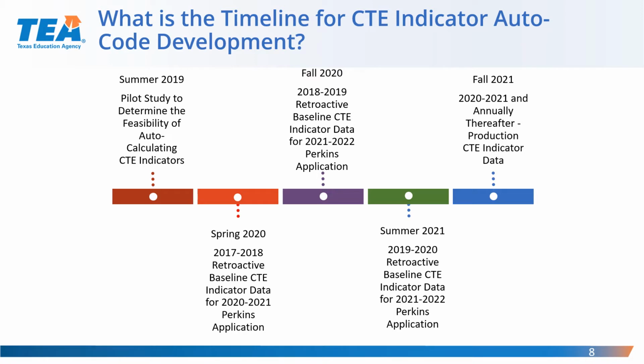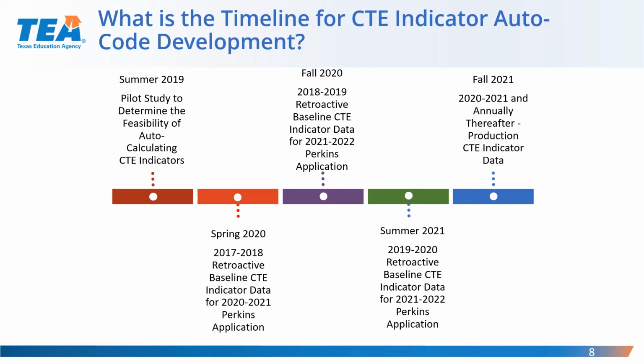The project started in early 2019 with a simple question. Can we calculate CTE indicators using existing PEIMS data? The TEA decided to explore that question in more depth in the summer of 2019 with a pilot study. A project team was formed to develop initial definitions of concentrators and completers based on what is required in Perkins 5.